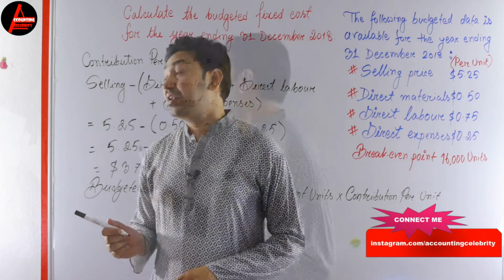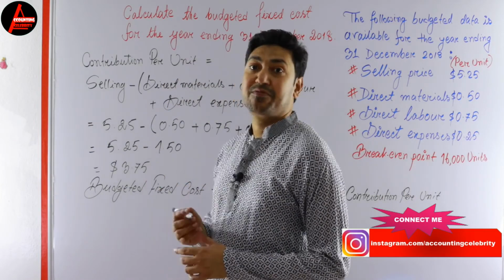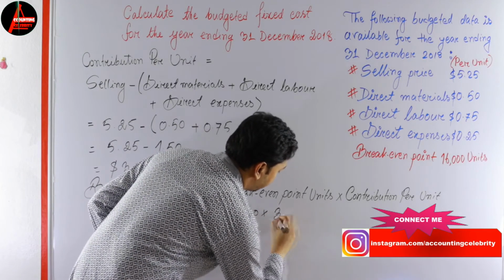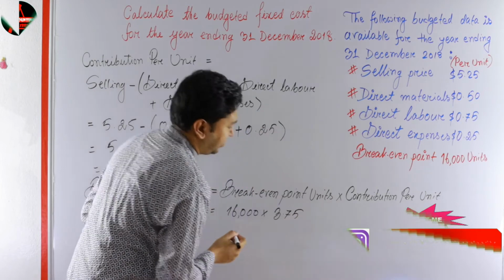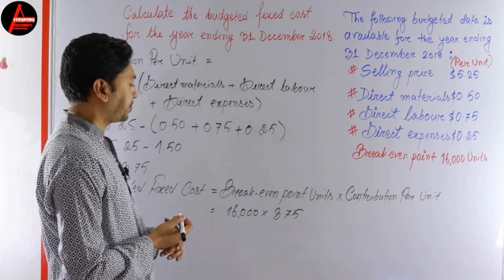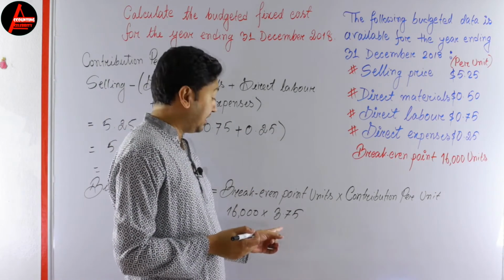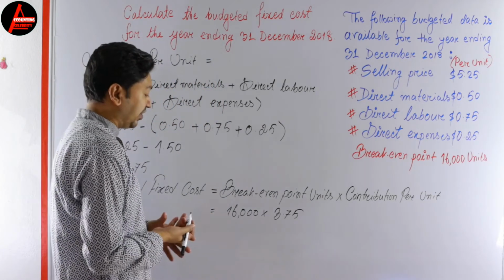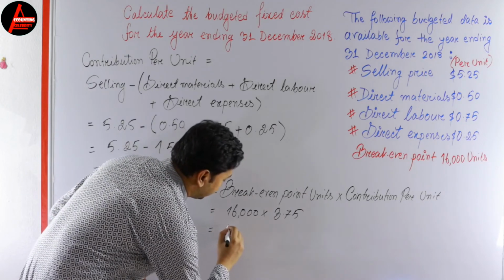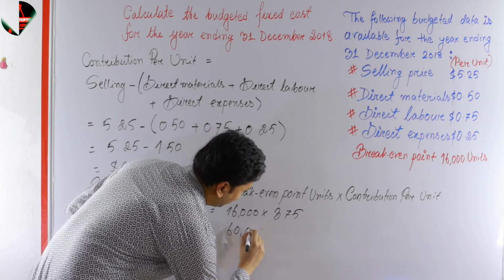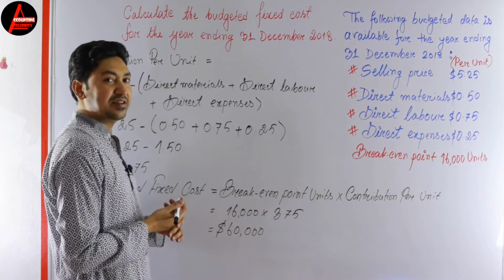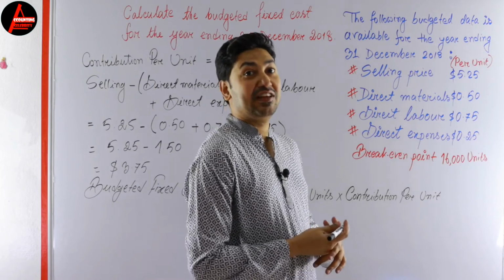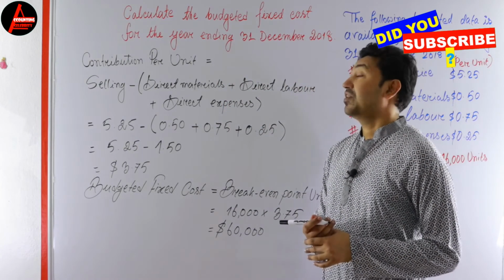We already calculated, what is it? $3.75. So let us write here $3.75. Now if we multiply 3.75 by 16,000, what we get? If you say it is $60,000, you are correct. So this is how you have to calculate budgeted fixed cost.